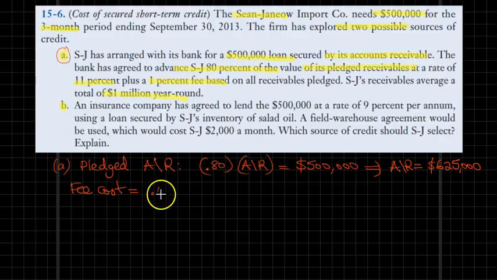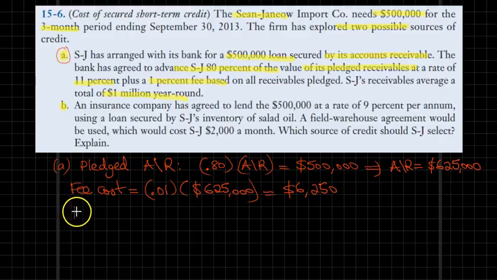So now in the second step, knowing our pledged amount, we can figure the fee cost associated with this financing method. So recall, the bank will charge 1% of the accounts receivable pledge of $625,000. Therefore, the fee cost would be $62.50. Now we can also calculate separately the interest cost.